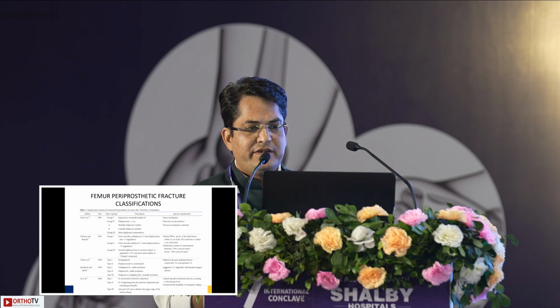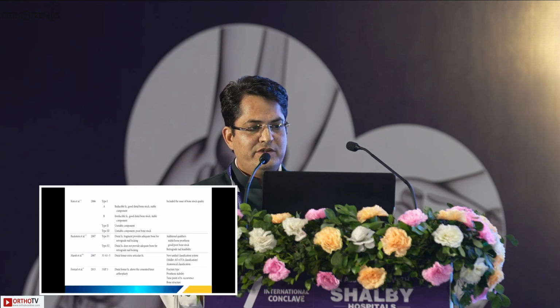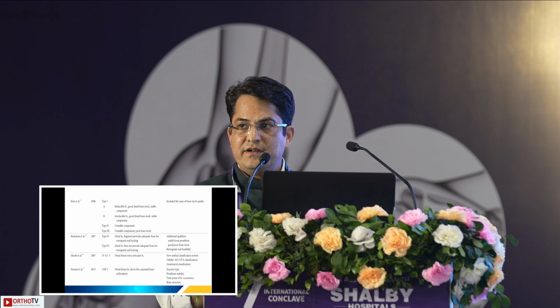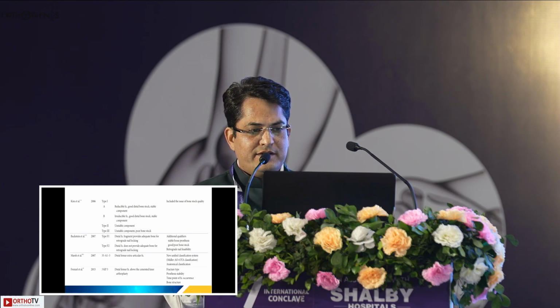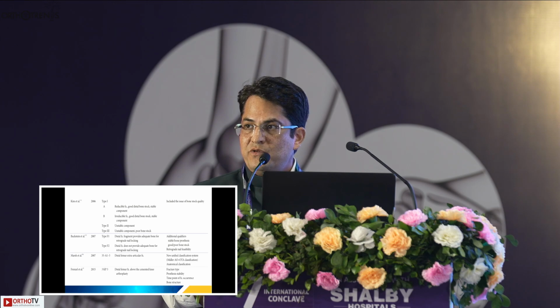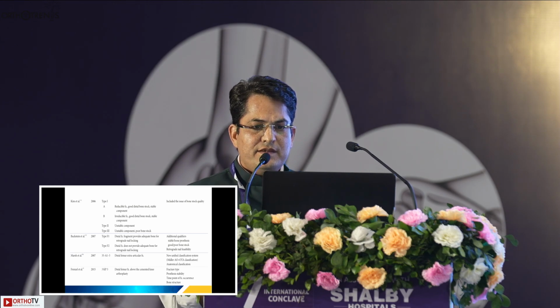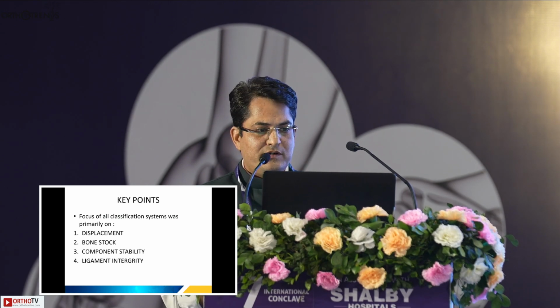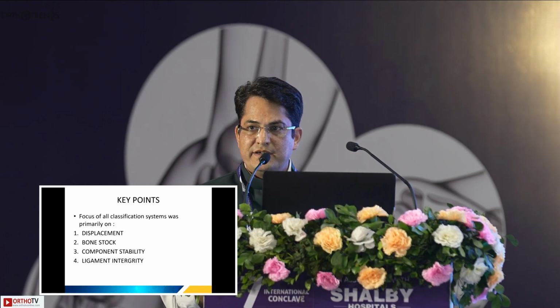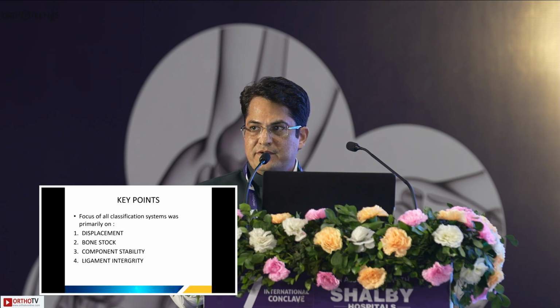There are a lot of classifications for periprosthetic fracture of the femur. We follow Kim et al.'s classification. They divide fractures into 3 categories: type 1, type 2, and type 3. In my case series, I operated on 3 patients, which I'm going to show you. The type 3 patient is unstable with poor bone stock. This classification depends on the displacement, bone stock, component stability, and ligament integrity. According to this, we can choose our plan for periprosthetic fracture treatment.